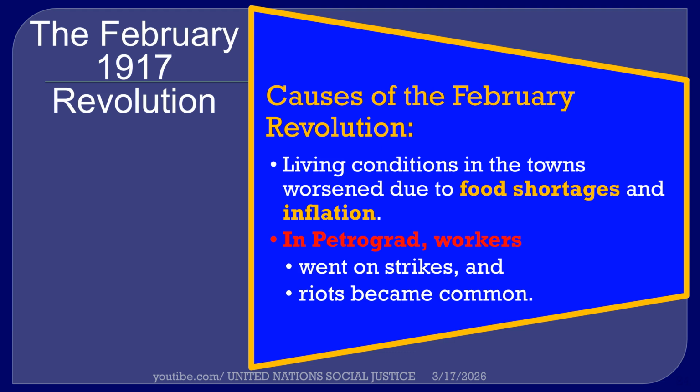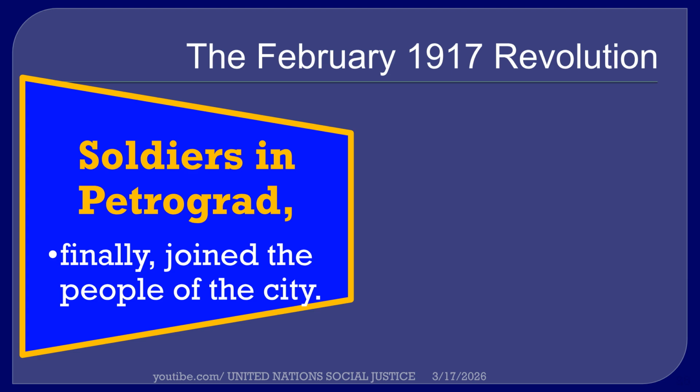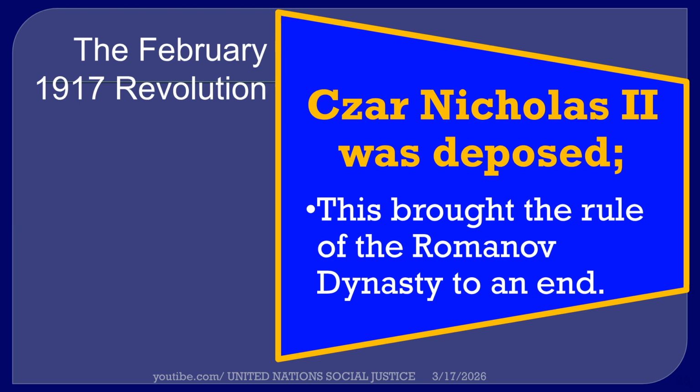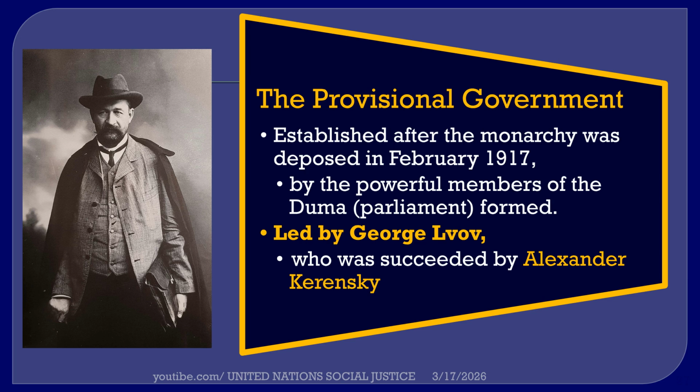The February Revolution was caused by worsening living conditions in towns, marked by food shortages and inflation. This led to strikes and common riots among workers in Petrograd. Crucially, soldiers in Petrograd ultimately joined the civilian populace, changing the dynamic of the uprising. As a result of the revolution, Tsar Nicholas II was deposed, marking the end of the Romanov dynasty. The provisional government was established by powerful members of the Duma in February 1917 after the monarchy's overthrow. It was first led by George Lvov, succeeded by Alexander Kerensky.